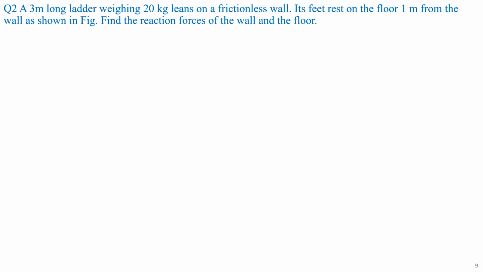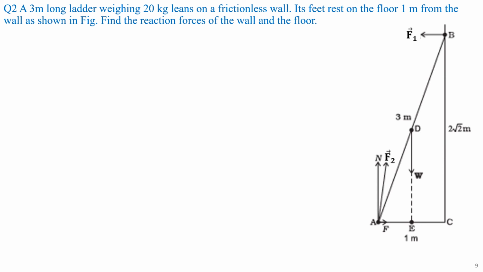Next question, question number 2. A 3-meter long ladder weighing 20 kg leans on a frictionless wall. Its feet rest on the floor 1 meter from the wall as shown in the figure. Find the reaction forces of the wall and the floor. The figure is shown here.